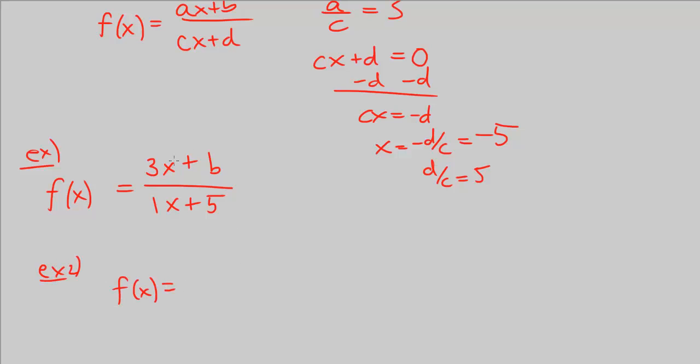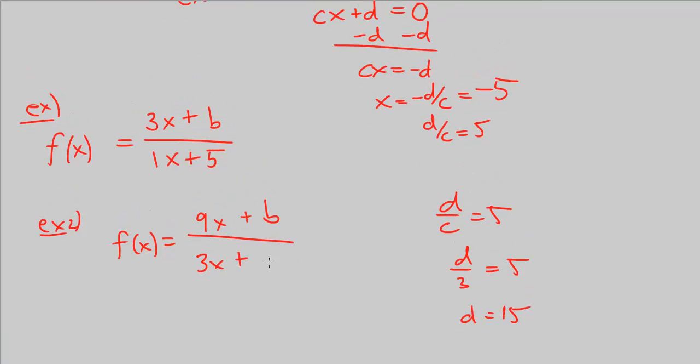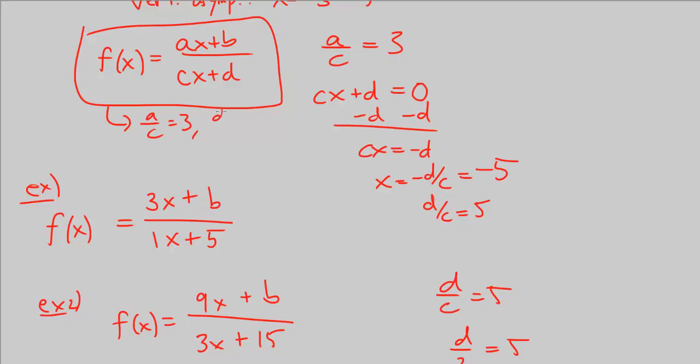f of x equals, well, we know a over c has to be 3. So if this is 9x, this would be 3x. B doesn't matter; it could be anything. But we know d over c has to be 5. Here c is 3, so to get d over c equal to 5, we multiply both sides by 3, and d has to be 15. So there's an infinite number of solutions. You can come up with yours, but just know that a over c has to equal 3, and d over c has to equal 5. These are the requirements. That's going to end CPM Calculus Chapter 5, number 20.